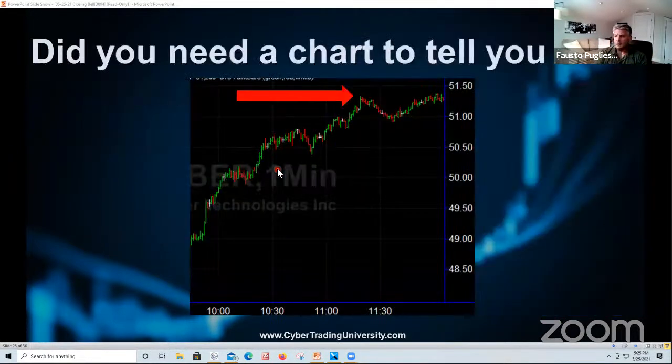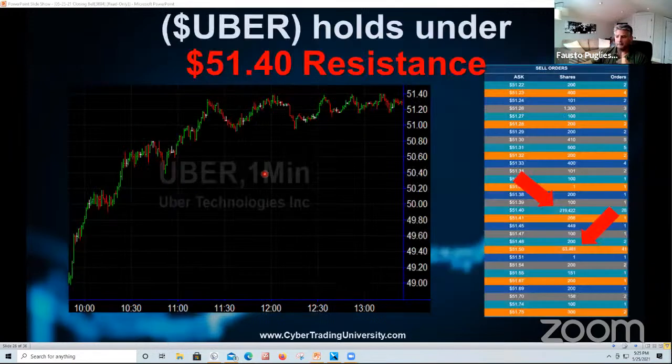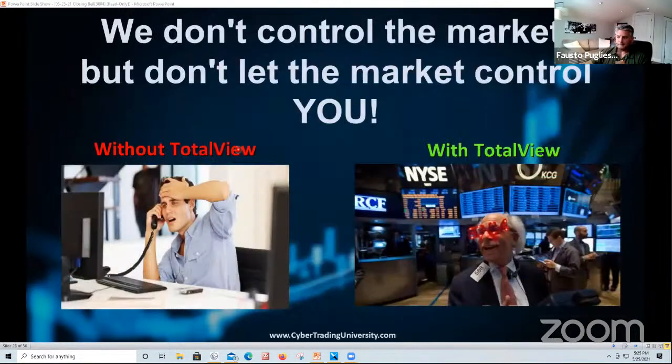All right. Look at this. What happened here? Did you need a chart to tell you that? Because it went right to that price and was having a tough time breaking it. And not only once, but look how long it sat there. From 11 o'clock until 2 o'clock, it still did not want to break 51.40. It's all about having that game plan. So do you see the importance of trading with total view and without total view?